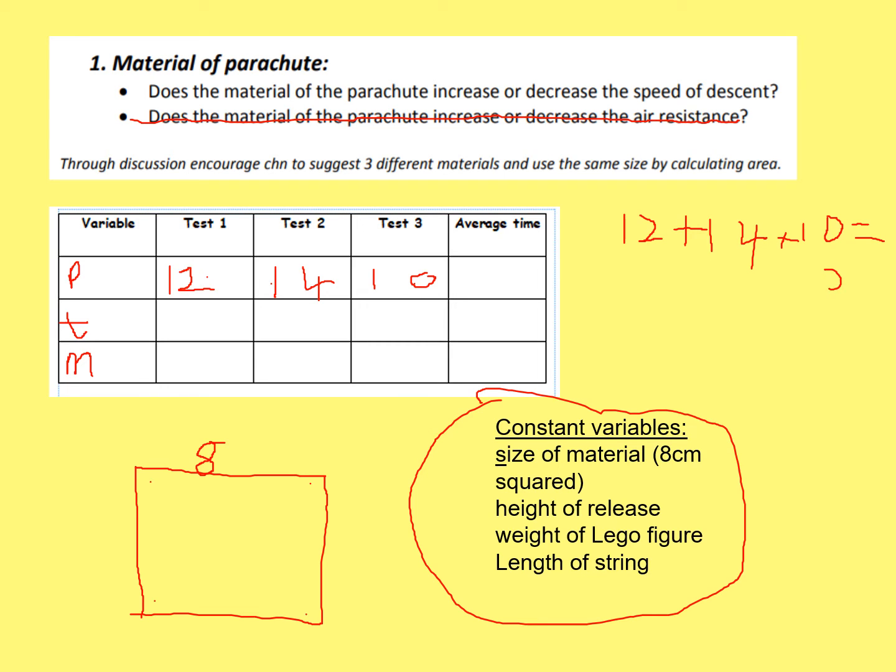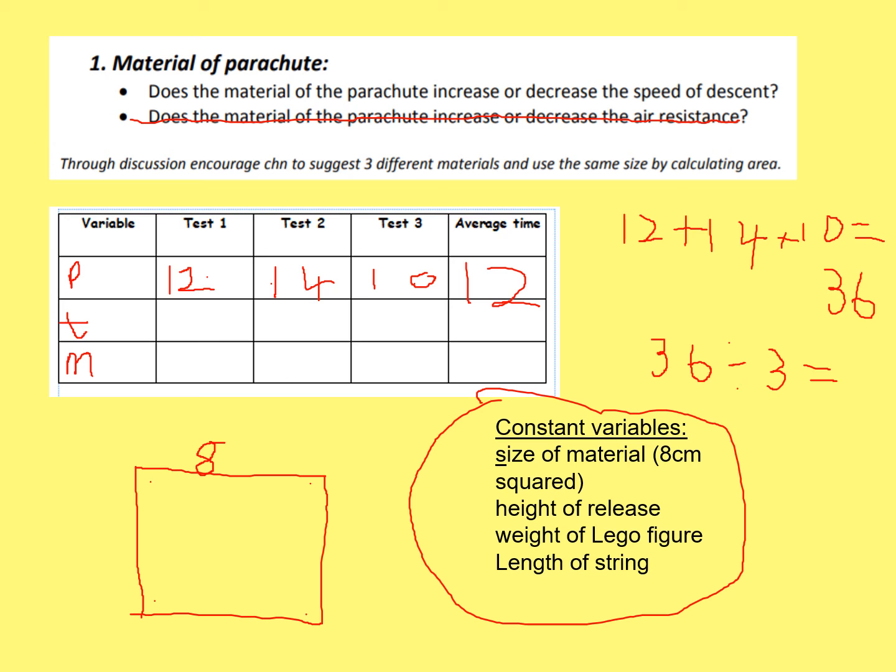Okay, so adding that all together, you've got 36 seconds. Divide it by the 3 tests completed will give you the average score. So the average for test 1, 2, and 3 with the paper would be 12 seconds. Okay, so that is one possible test you could do, changing that variable, one variable, the material.